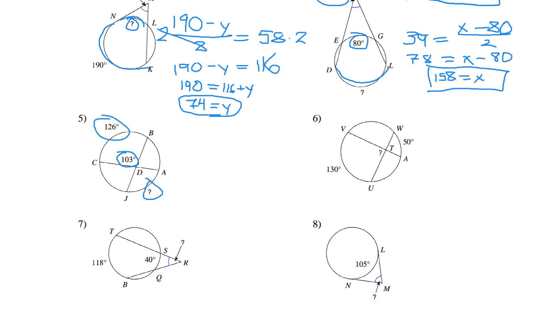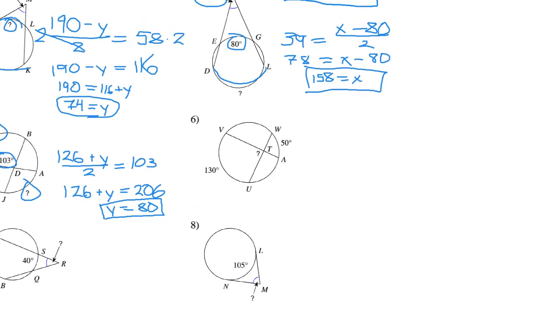So what we're going to see is that (126 plus, let's call it y) divided by 2, there's our formula, equals 103. Okay, we can multiply both sides by 2, we get 126 plus y equals 206. Hey guys, guess what? 126 plus 80 equals 206. So y has to be 80. Some quick math there.